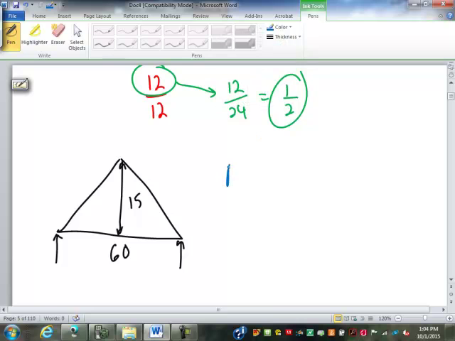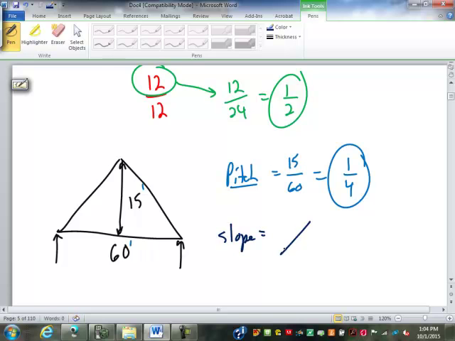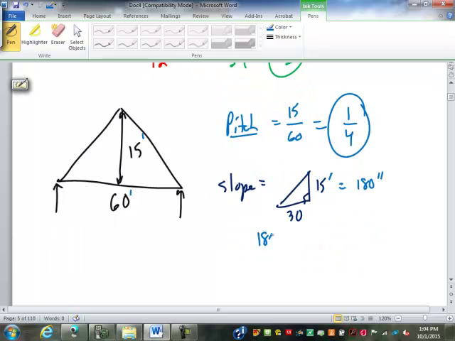So the pitch of this is going to be what? 15 over 60, right? Which is a 1/4. Slope, it's still 15 high. What's the run? 30, right? I turn 15 feet into inches. It's going to be 180 inches, right? So 180 divided by 30 feet is going to be 6 inches. That's 6 inches per foot. So that is a 6/12 slope.